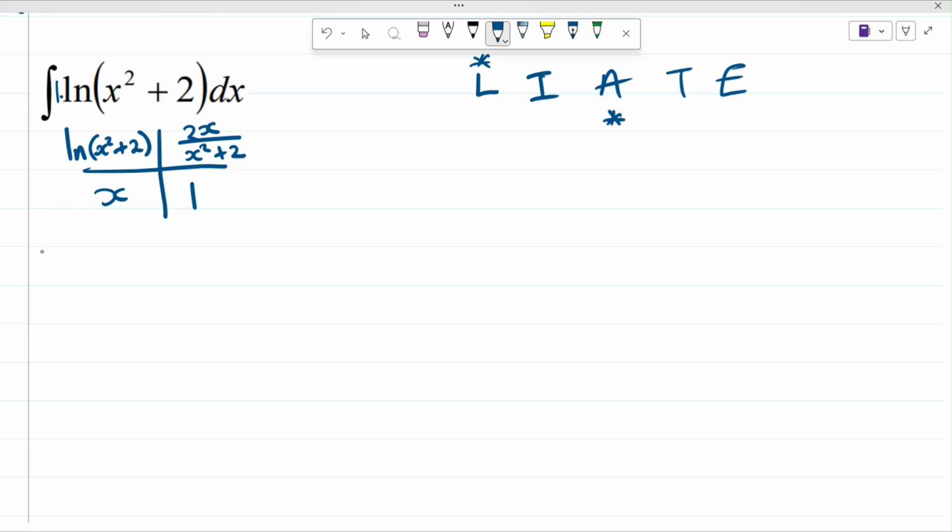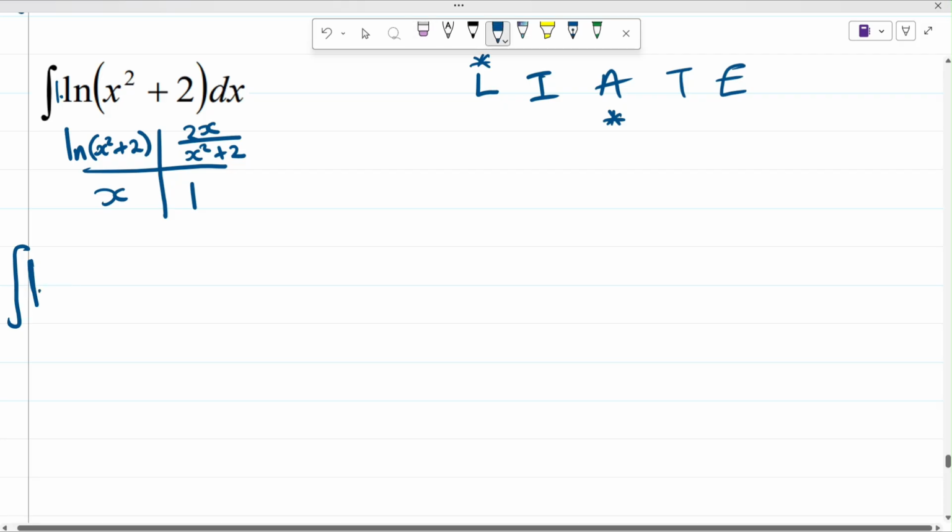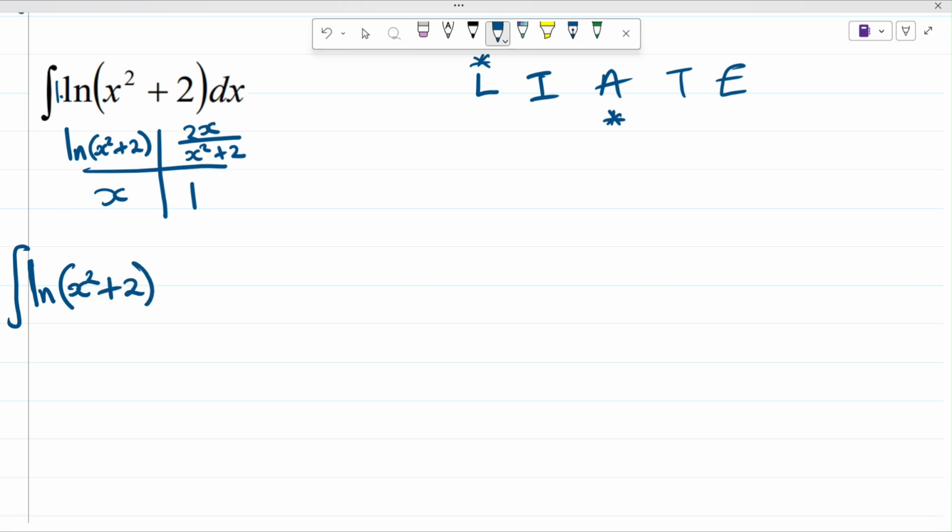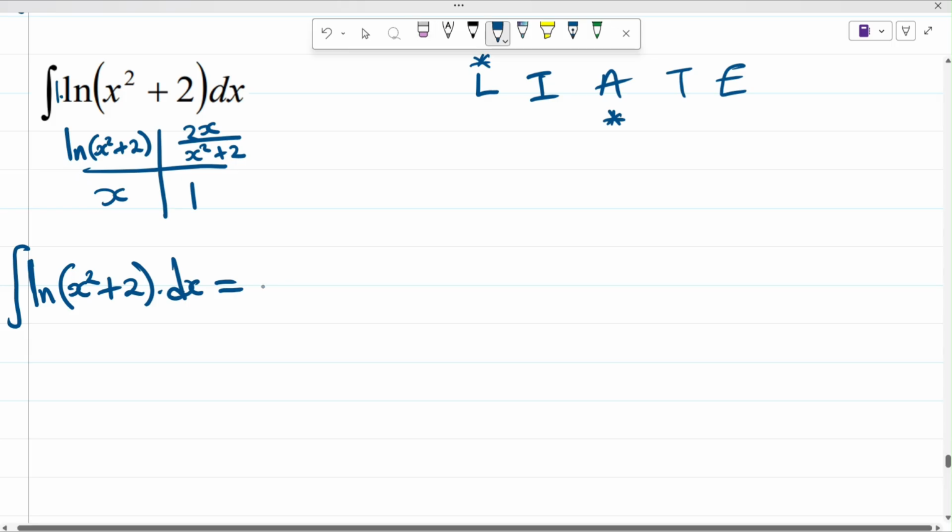And then from there, what are we going to do? We're going to apply our integration by parts. Now we are going to copy this. This is going to be the integral of ln of x squared plus 2 dx, which is equivalent to, I say, second quadrant multiplied by the third.